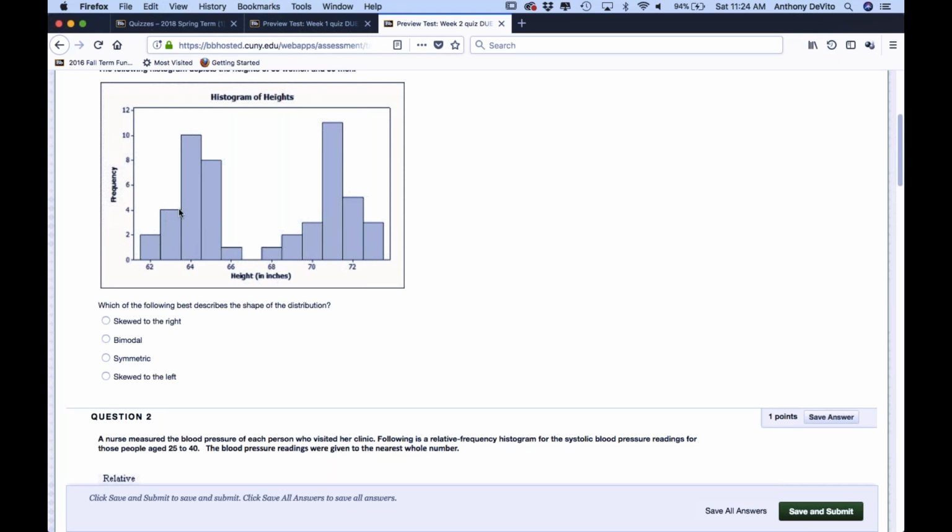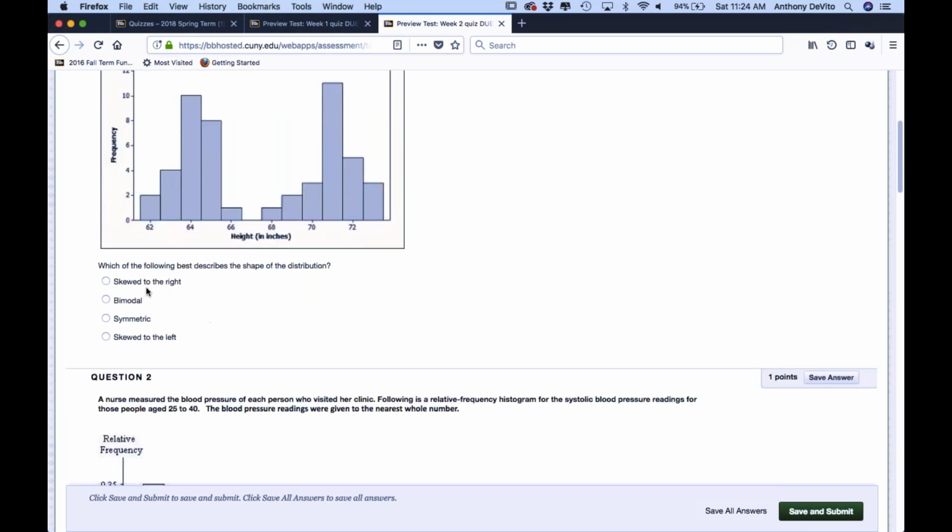The height of the bar in the histogram represents the frequency, the number of cases or people in that bar, in that age range. At 62 we have two 62-year-olds. We have 10 64-year-olds. We have 11 71-year-olds. So let's take a look at the nature of this histogram.